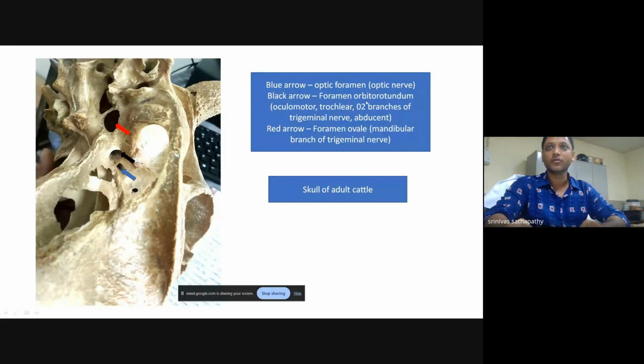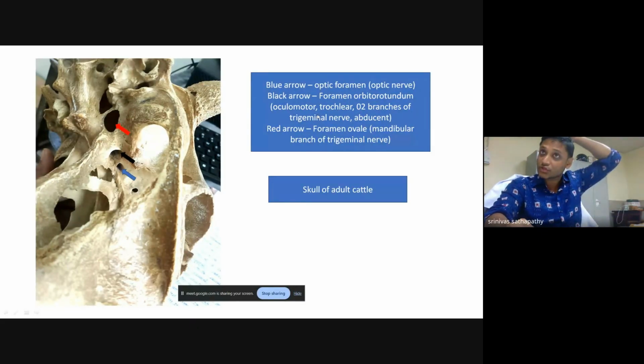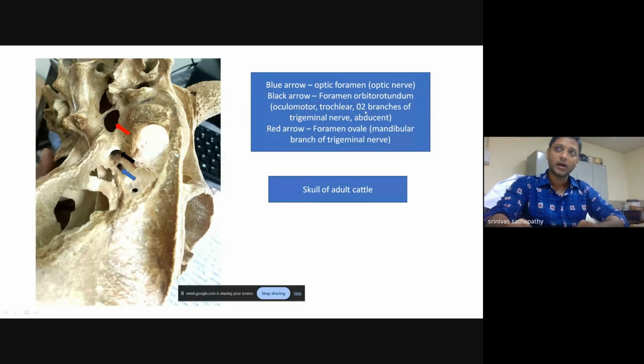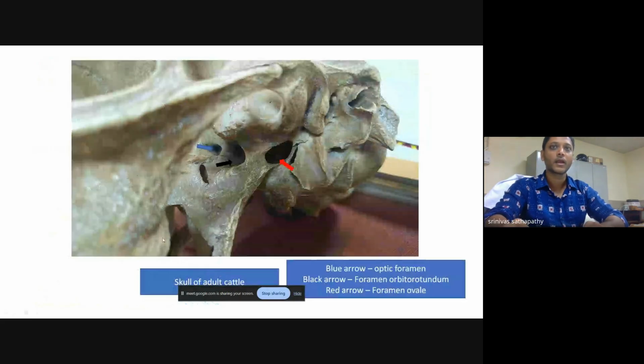Similarly, the black arrow, the foramen orbitorotundum, gives passage to different cranial nerves such as oculomotor, trochlear, the first 2 branches of trigeminal, mainly ophthalmic and maxillary branches of trigeminal, then abducent. Then the red arrow, the foramen ovale, gives passage to the mandibular branch of trigeminal. Now all these nerves have innervations in the eye. Now this is another angle. You can see optic foramen, foramen orbitorotundum, and foramen ovale.